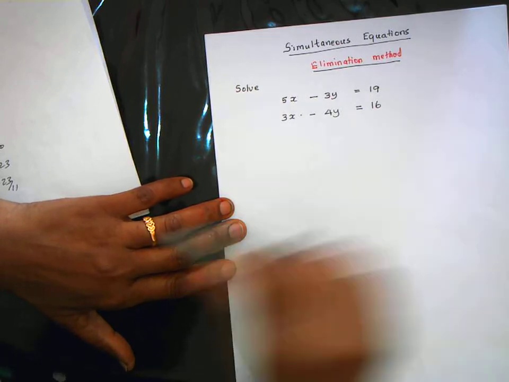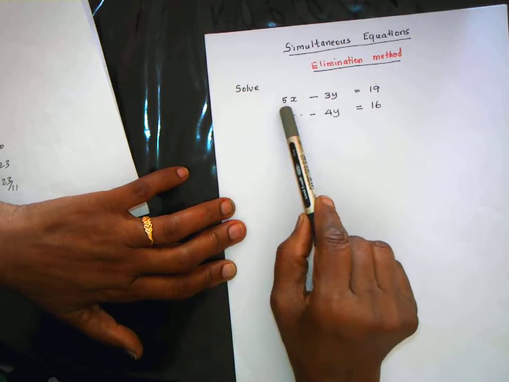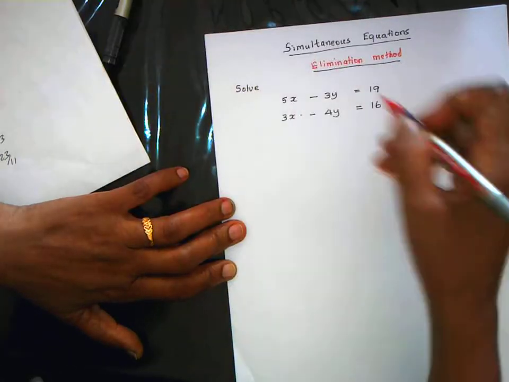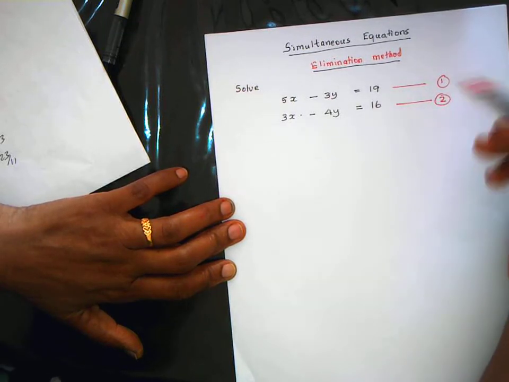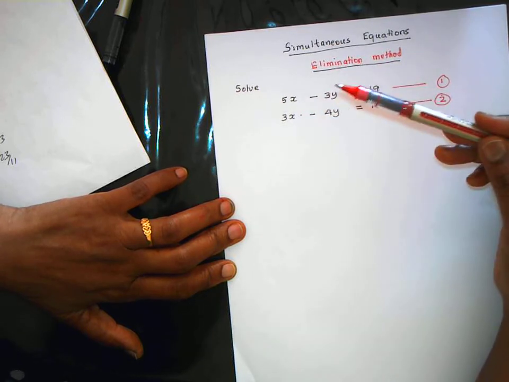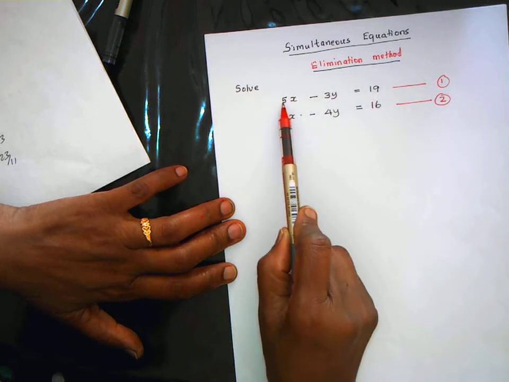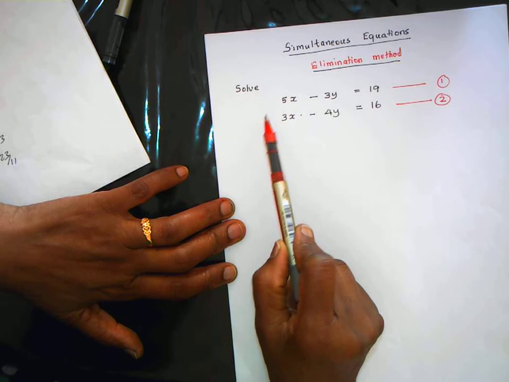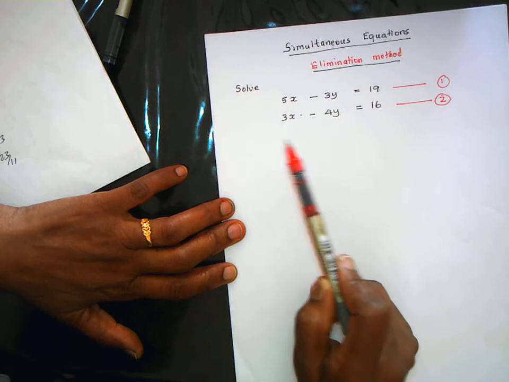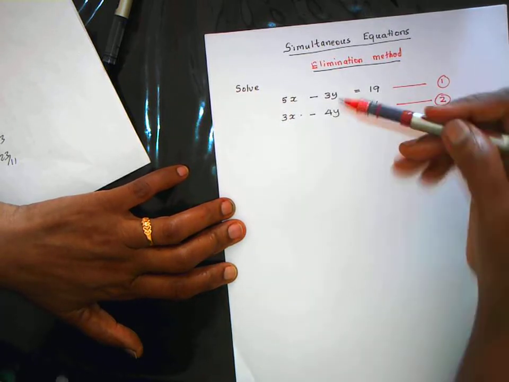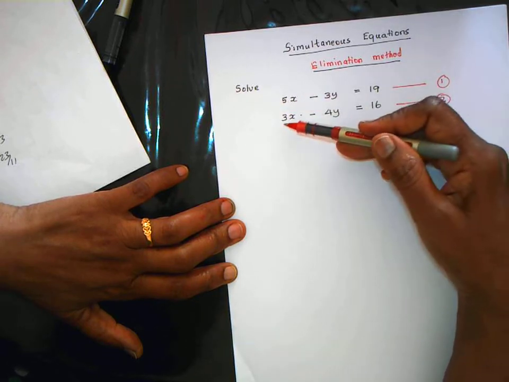If I want to eliminate x, I have to look at the coefficient of x in each equation. I'm going to number them first, which is 1, and call this 2. I've just decided to eliminate x, so I look at the coefficient of x in 1, which is 5. Now I look at the coefficient of x in 2, which is 3. To eliminate x, I must have the same coefficient, whereas one equation has 5 and the other has 3.